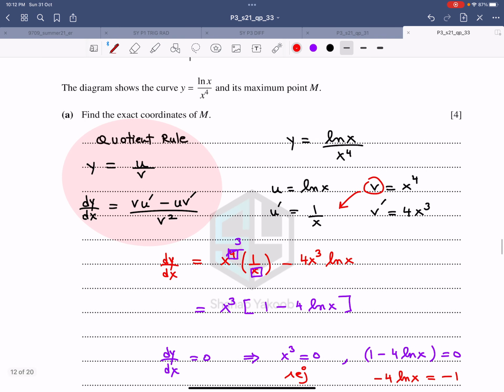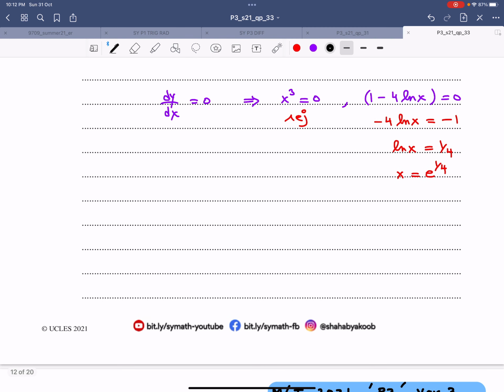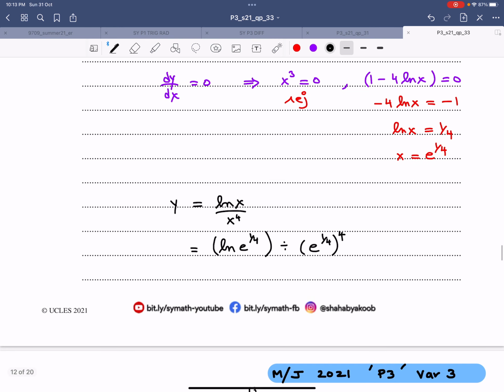Now we are interested in the y coordinate. So y is ln x over x power 4, that is ln e raised to power of 1/4, the whole thing divided by x, which is e raised to power of 1/4, raised to power of 4. This is 1/4 ln e, and this one is e raised to power of 1.